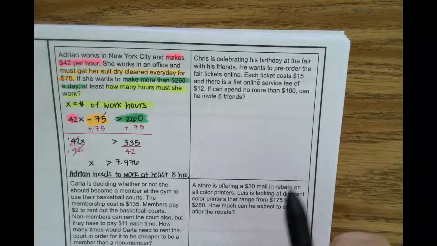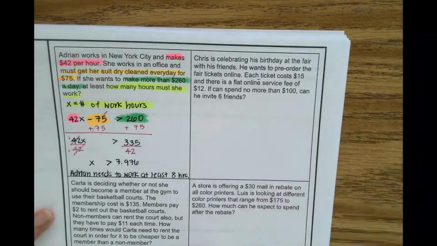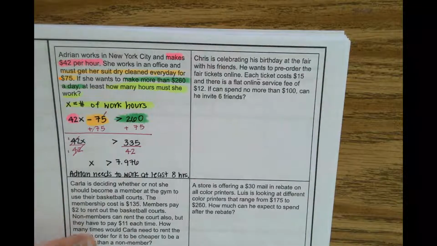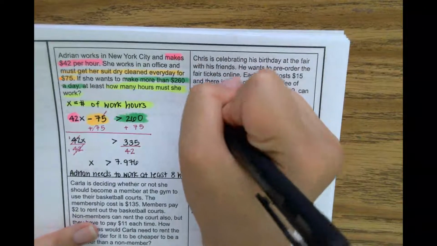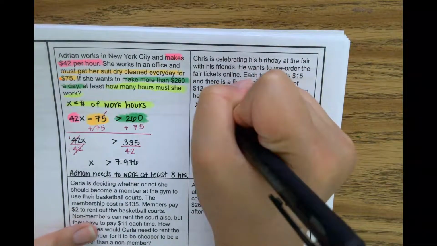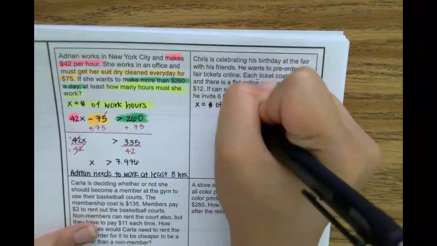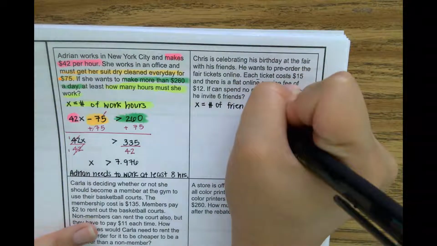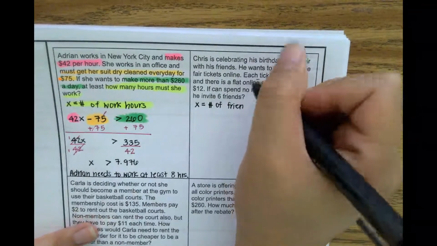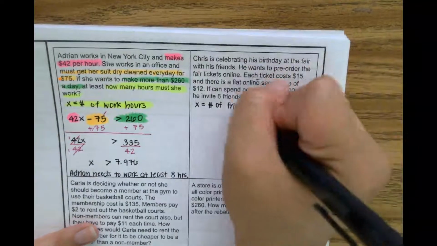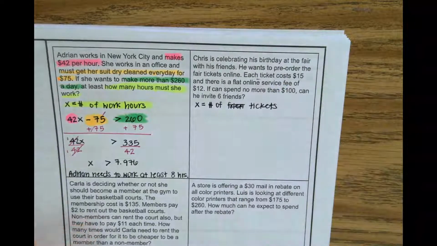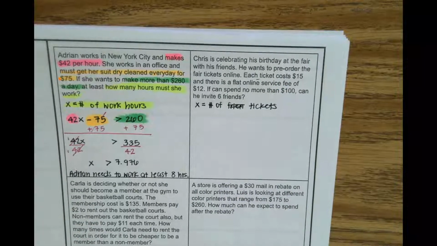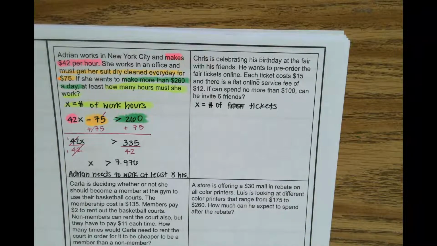Okay, so let's define our variable. So we want to know if he can invite 6 friends. So let's see how many friends he can invite. Okay, so x here, we're going to make it the number of friends or the number of tickets he can buy. Oh, let's actually make it the number of tickets. Okay? Because he also has to include himself, right? So let's put x as the number of tickets.